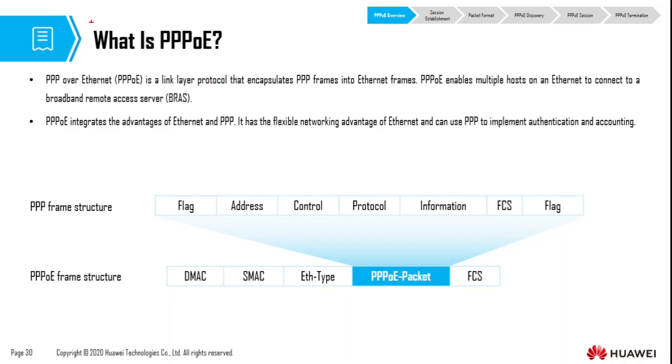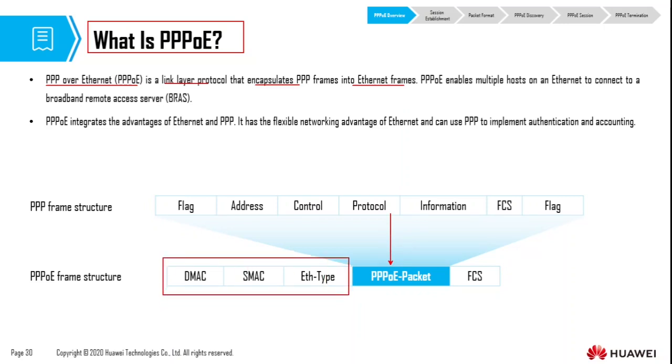Okay, so now we look at what PPPoE is. PPPoE is PPP over Ethernet. This is a link layer protocol that encapsulates PPP frames into Ethernet frames. That simply means that we do this: inside an Ethernet frame, we put a PPPoE packet.